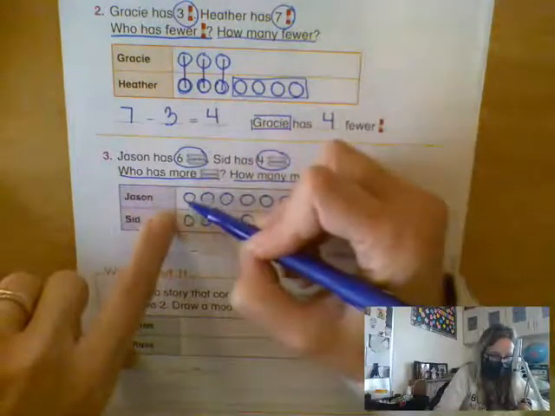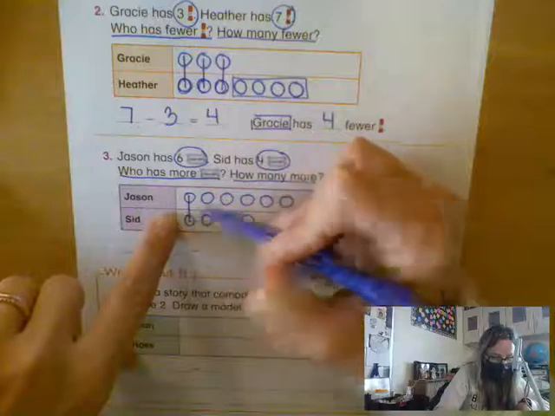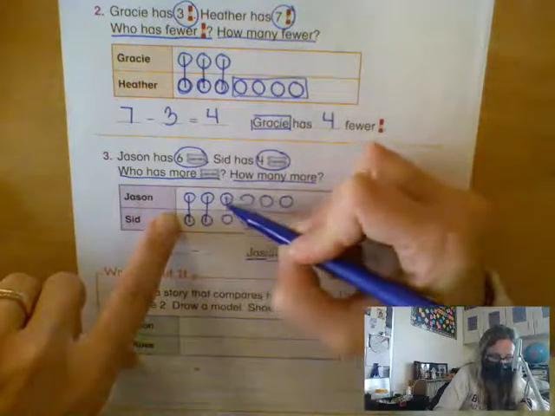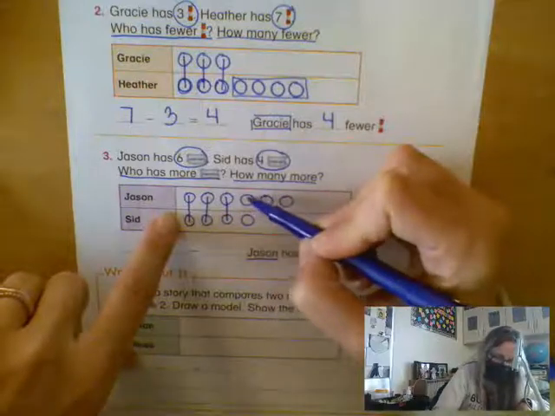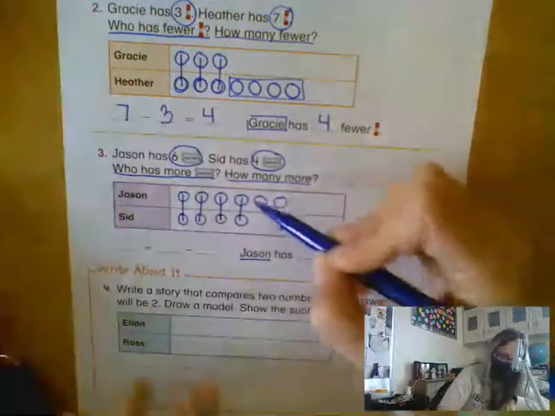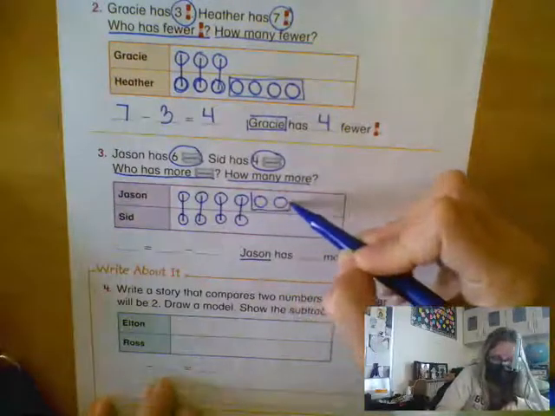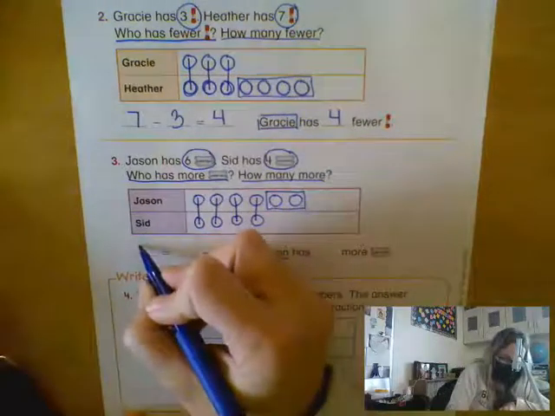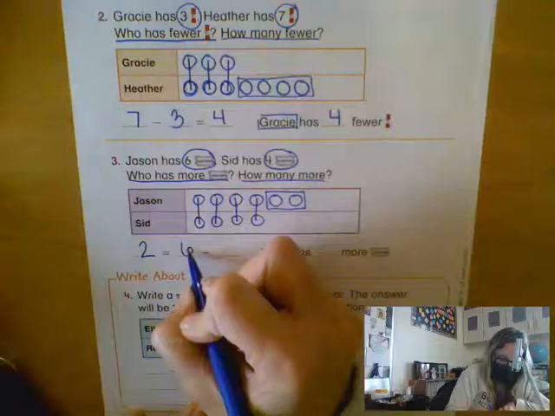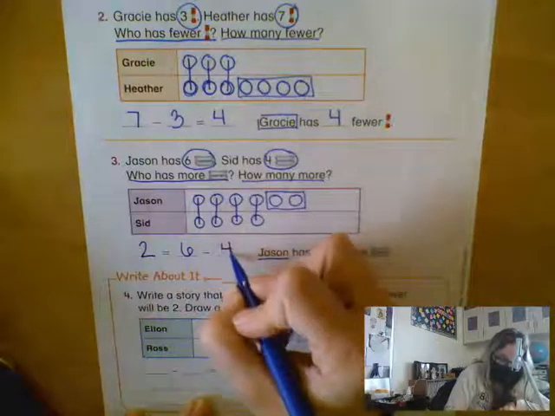Here we go. They both have 1, ka-chink. They both have 2, ka-chink. They both have 3, ka-chink. They both have 4, ka-chink. Do they both have 5? No. So here's our difference. What is the difference, Connor? 2. So 2 is our difference. And to find that, we took 6 and we took away 4.